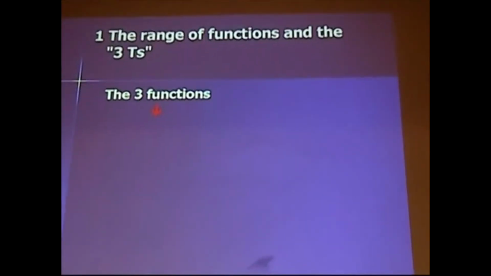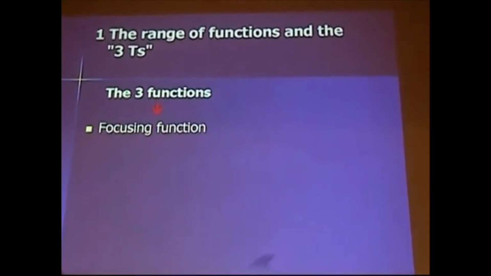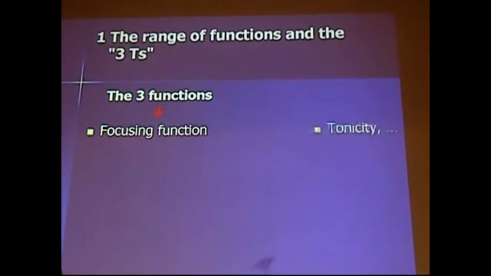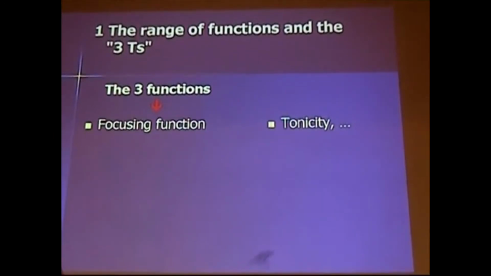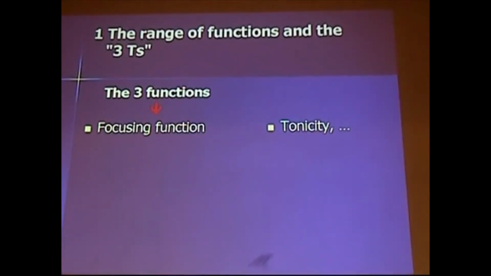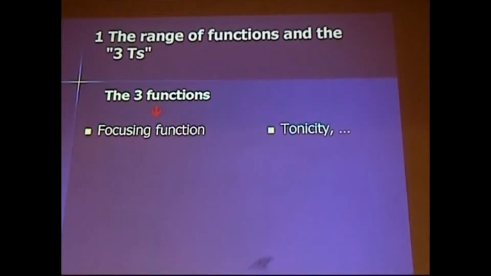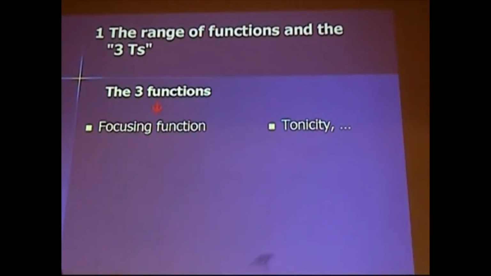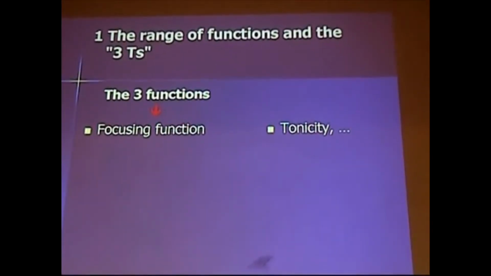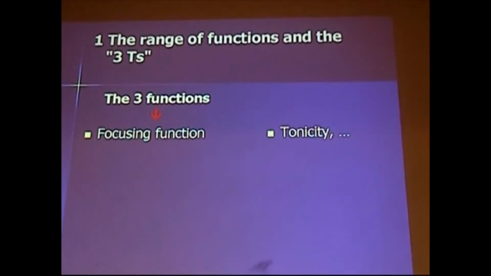So the range of functions and the 3 T's. The 3 functions, as you've just seen in the points that we're going to discuss as the lecture goes by, are, first of all, the focusing function. Now, this relates very closely to tonicity, which we talked about earlier on in the series last week. Tonicity, things like where the nucleus comes and so on. Not exclusively to tonicity, but tonicity is one of the main contributing factors to the focusing function.